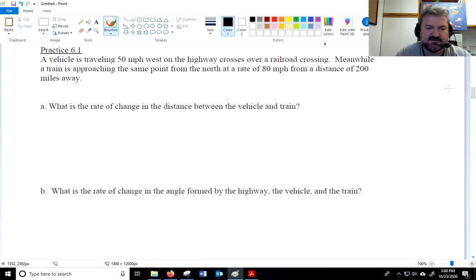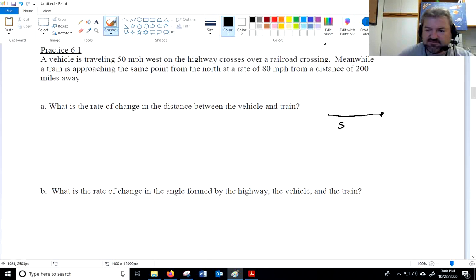Okay, let's see how you did. A vehicle is traveling 50 miles per hour west on the highway, crosses over a railroad crossing. Meanwhile, a train is approaching the same point from the north at a rate of 80 miles per hour from a distance of 200 miles away. All right, let's draw a picture. Traveling west, crosses a railroad crossing.